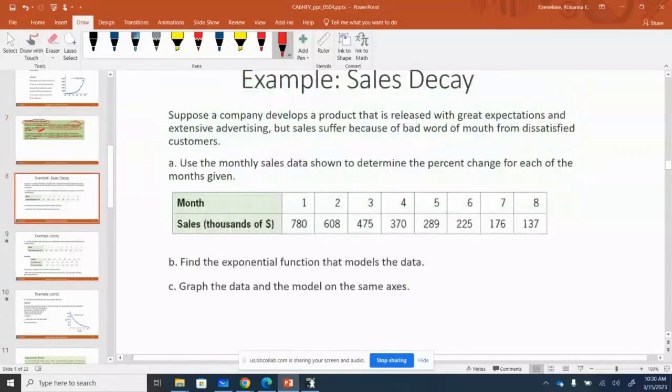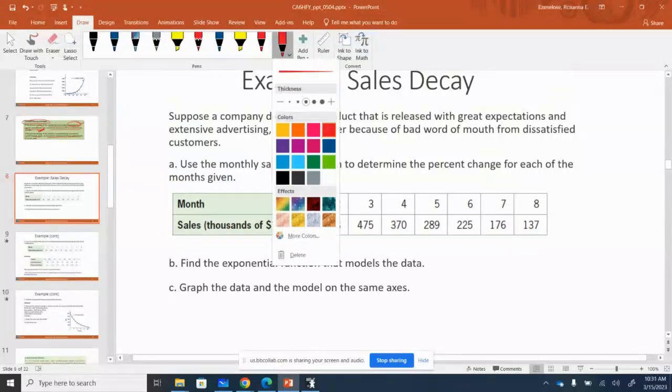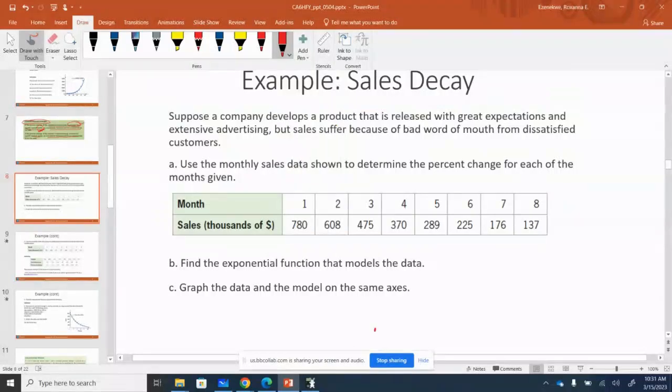So let's go to the next slide. All right, so give this next slide right here. And how do we find the percent change? Step 1, find the first difference.